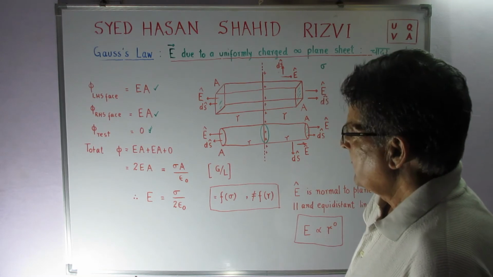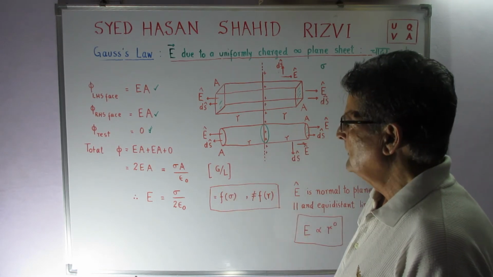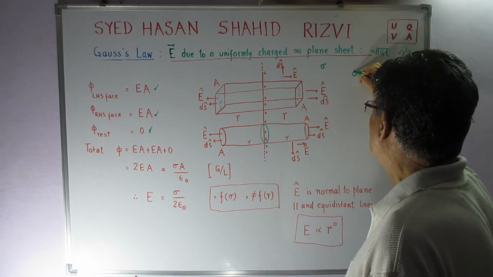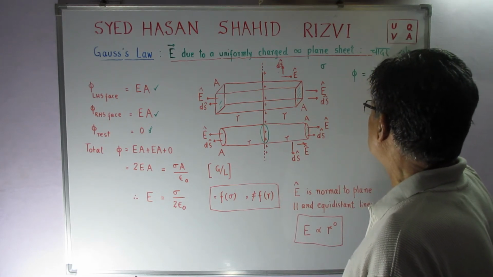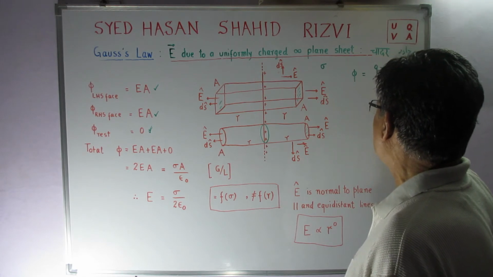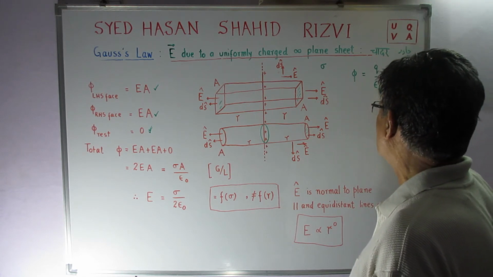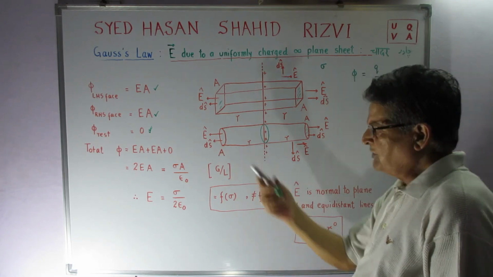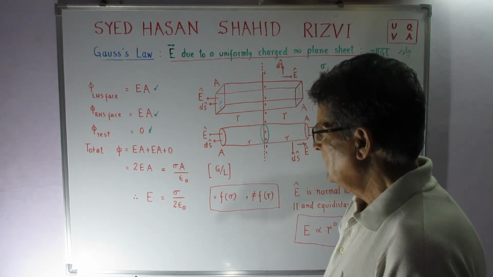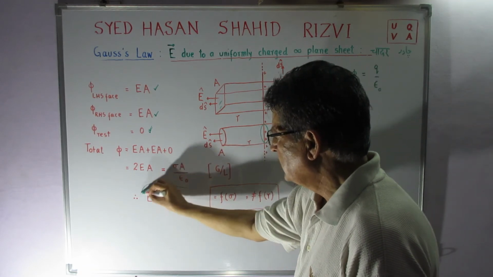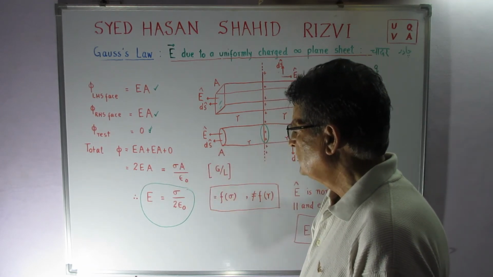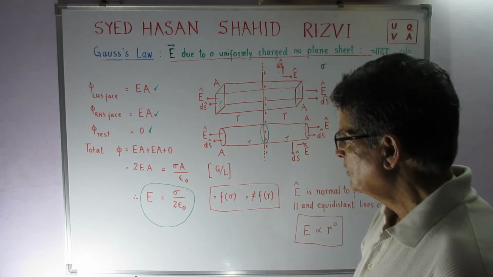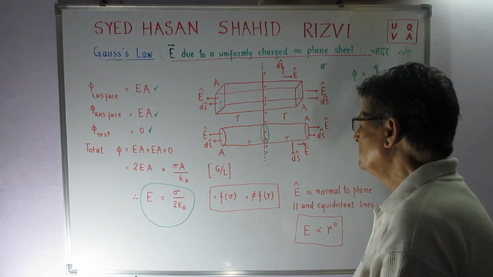So using the Gauss law, phi is equal to total charge enclosed Q divided by our friend epsilon naught. That's it. This is the Gauss law. I apply it here. What happens? I find that E is equal to sigma upon 2 epsilon naught. Sigma upon 2 epsilon naught.